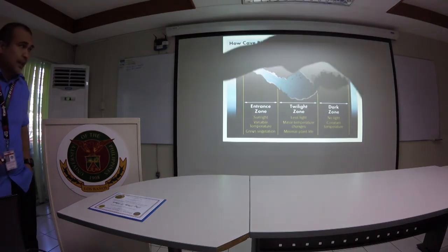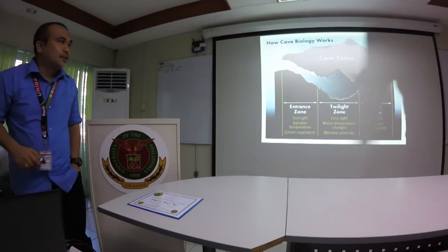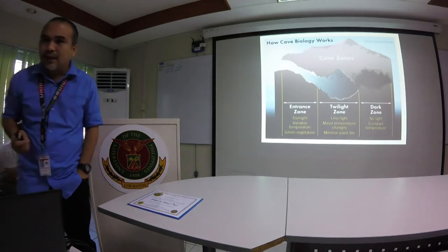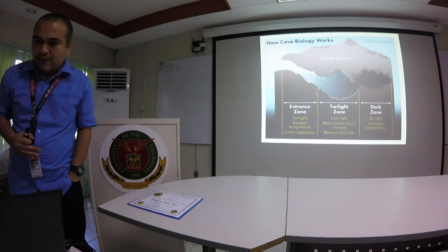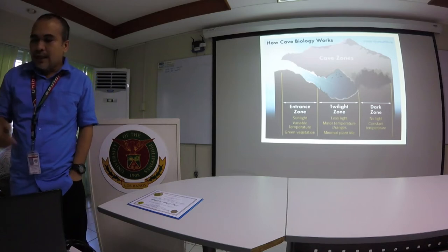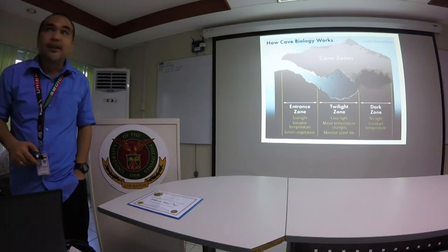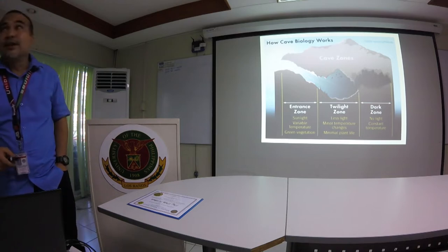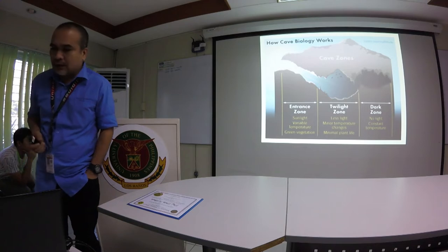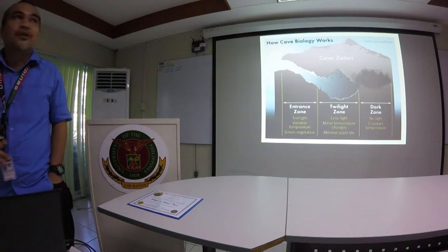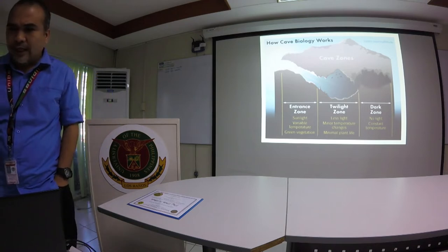So first we have the entrance zone. In the entrance zone, we have constant sunlight, variable temperature, and, for the most part, green vegetation. Then when you go further into the interior of the cave, we have what we call the twilight zone, and there is less light. Of course, sunlight can still penetrate, but the degree is not that heavy.